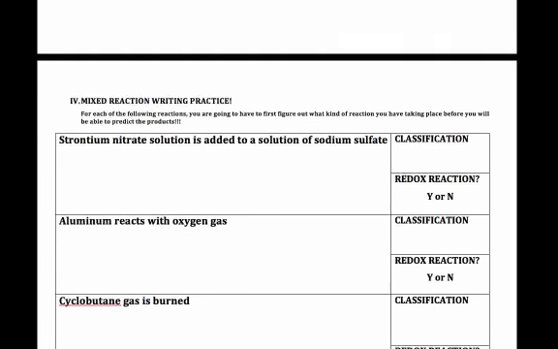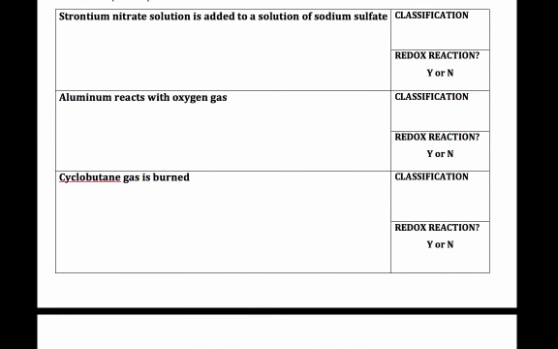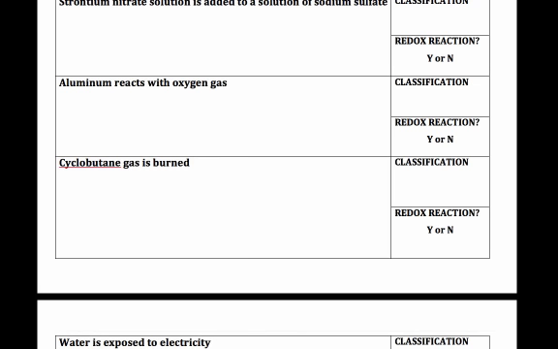What we're looking at now is our final video on how to recognize and predict together. So we're merging the classification with the prediction. And what you want to do when you're doing this is start with writing your reactants. So I have strontium nitrate, and that's a solution, so we put aqueous, is added to a solution of sodium sulfate.